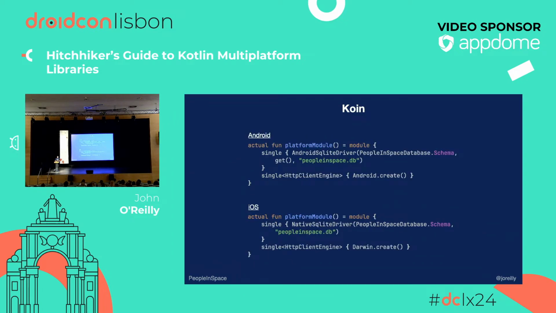And these are the platform modules for iOS and Android, for example, for the SQLite database driver and the Ktor HTTP client engine, which need to be defined separately for each platform. And as we'll see shortly, these platform-specific versions of these dependencies will get injected automatically into common code that depends on them.